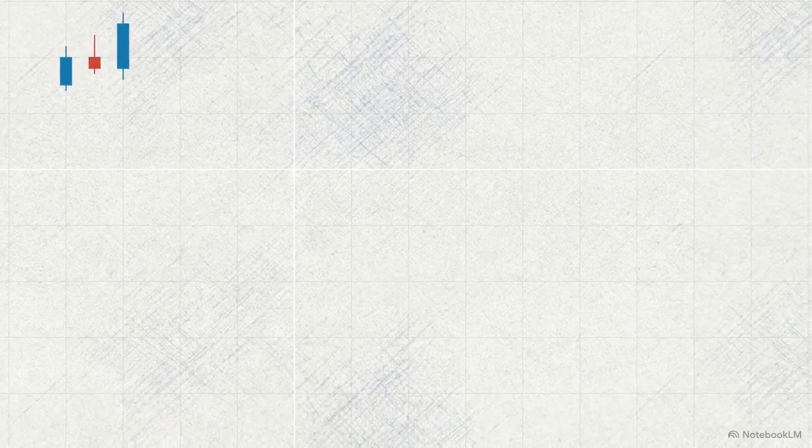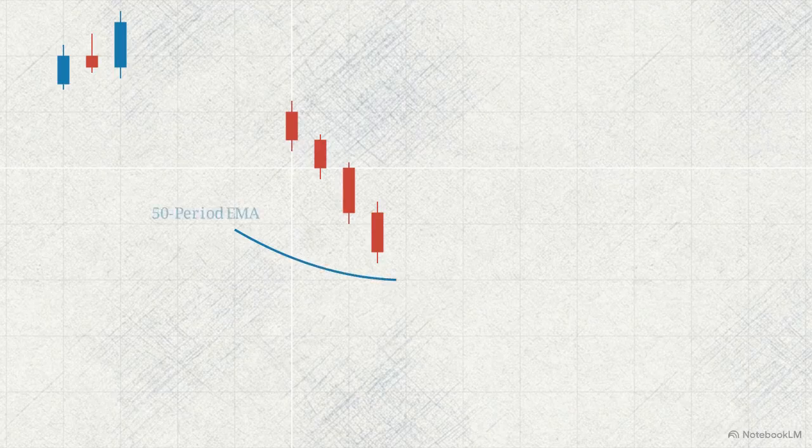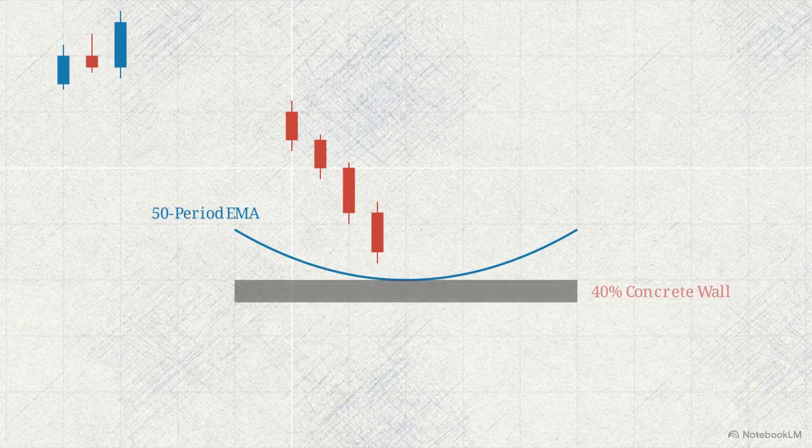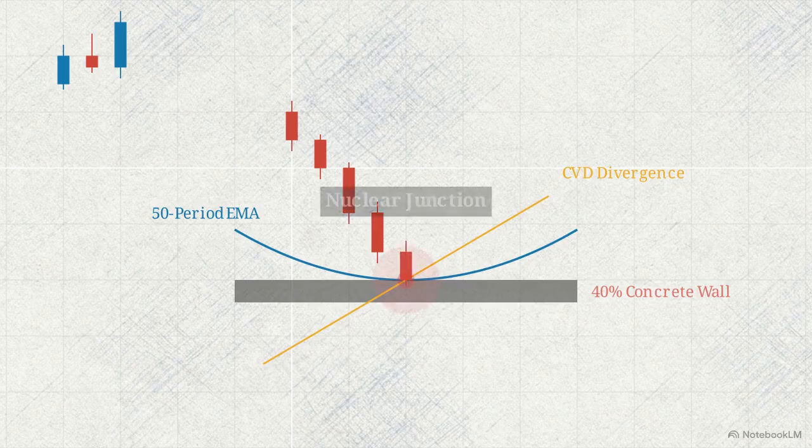This hero chart illustrates the contrast. If an execution signal prints in open air, completely decoupled from structural backing, it is low-probability algorithmic noise. But notice the intersection here. Price drops perfectly into a coordinate where a 1-hour 50 EMA, a 40% concrete wall, and a bullish CVD divergence all collide. This is the nuclear junction.